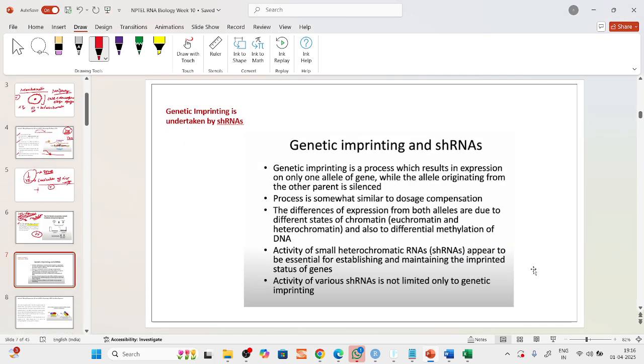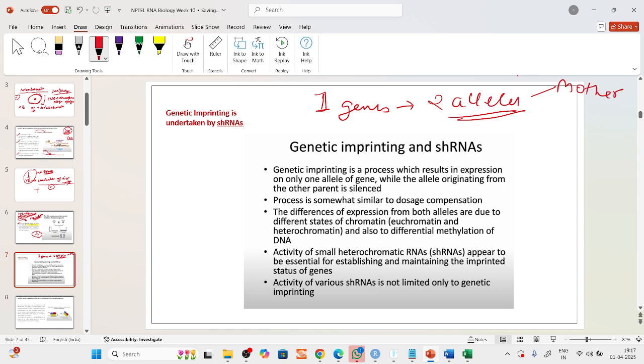Now, genetic imprinting and shRNA. So, what is the meaning of genetic imprinting? Genetic imprinting is a process which results in expression of only one allele of a gene, while the allele originating from the other parent is silenced. What is the meaning of this? So, for any gene, you know that a gene generally has two alleles. One allele comes from the mother and one allele comes from the father.